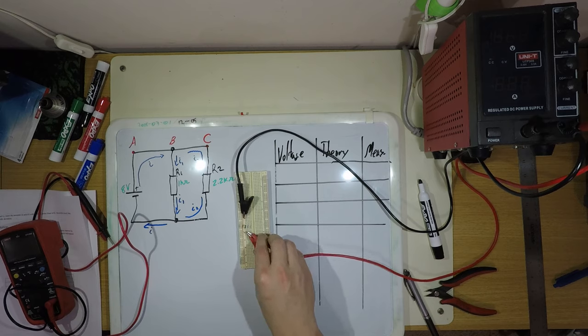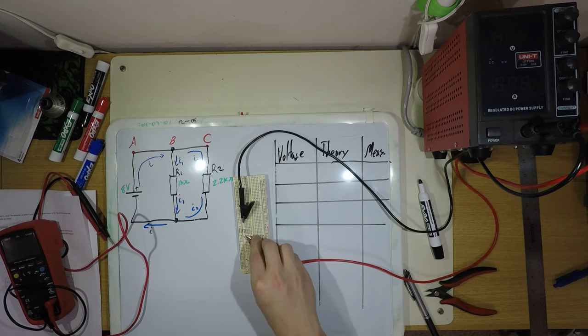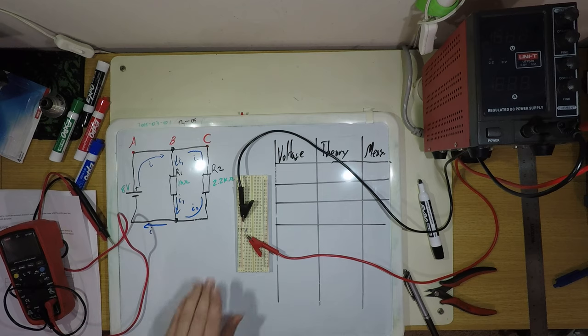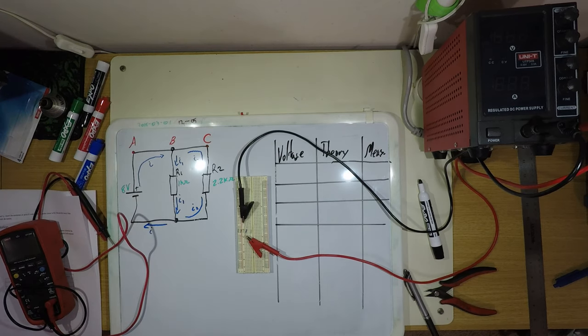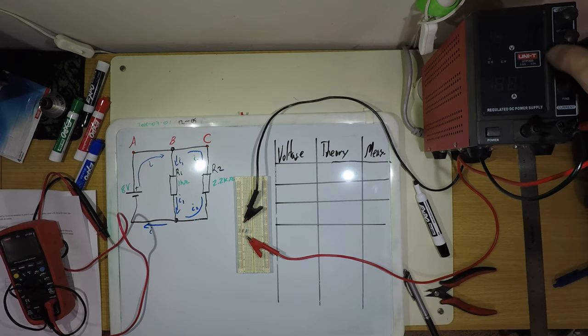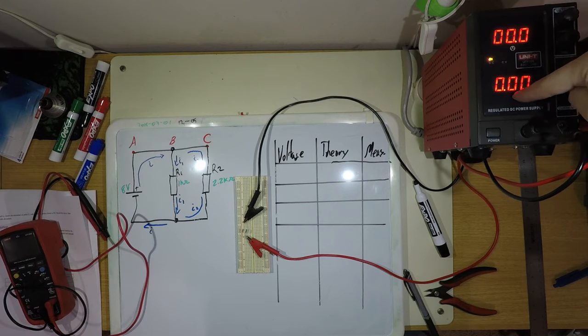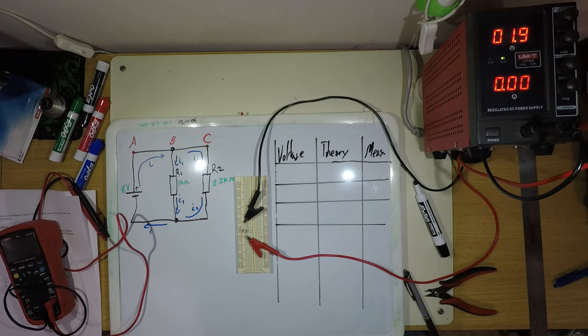If I can get these leads to actually not be loose. There we go. And now we have our circuit. Let me bring my current down, and my voltage down. I can bring my voltage up, but it's not going to let me, because I set it to give me zero current. If I tell it to give me more current, now I can get more voltage out of it. Now I am a constant voltage.